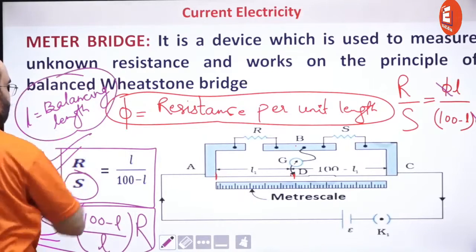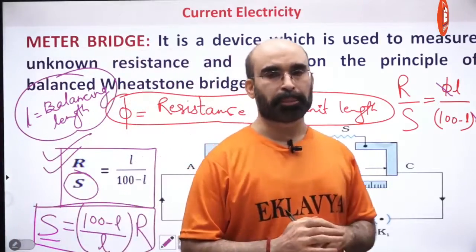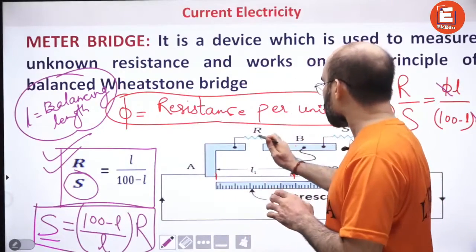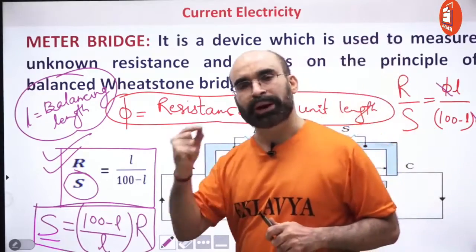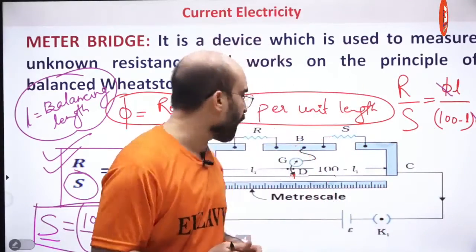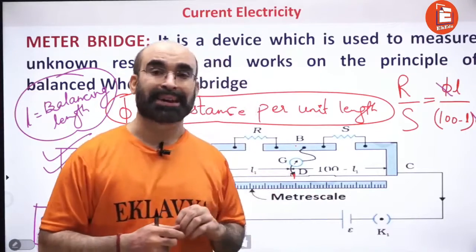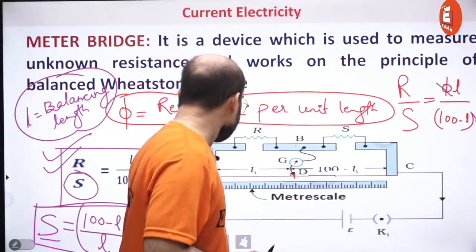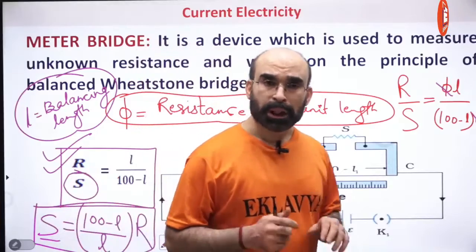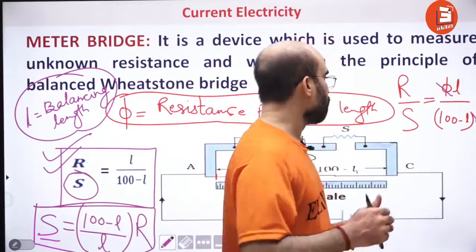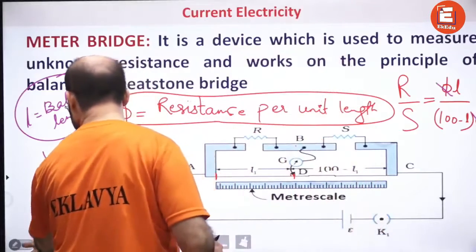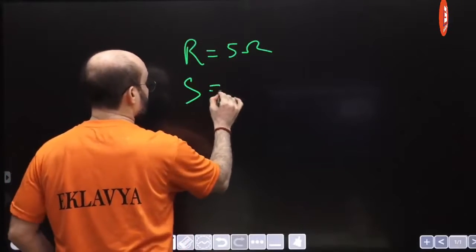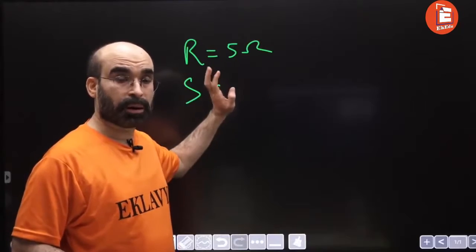Okay, very interesting fact. If I ask you a very simple question, that logic you need to apply here. If you interchange this R value and S value, what is going to happen? Do you think that the same null point we are going to obtain at D only? Same null deflection you will obtain at length L1 here? No, that is not possible. I tell you why. Just have a look. If you have got R equals 5 ohm and S some other value.